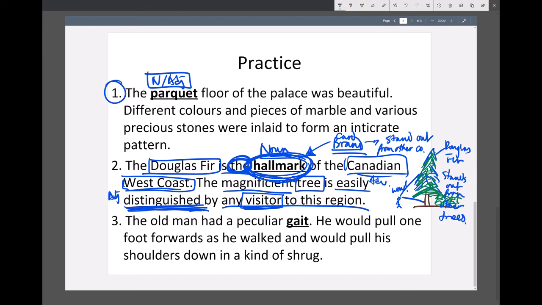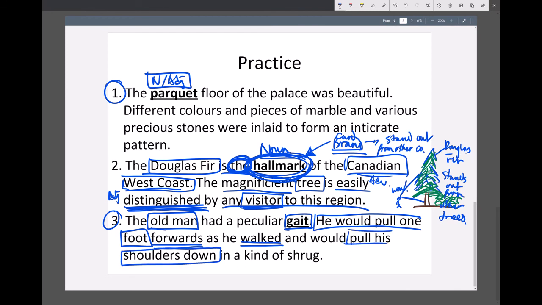Okay, last sentence. The man had a particular gait. This is the word we want to look for. So this is something a person can have, and the next sentence would describe this. Something about feet. He would move his foot forwards as he walked, and then pull his shoulders down in a kind of a shrug. So it has to do with motion, and it has to do with a walking motion.